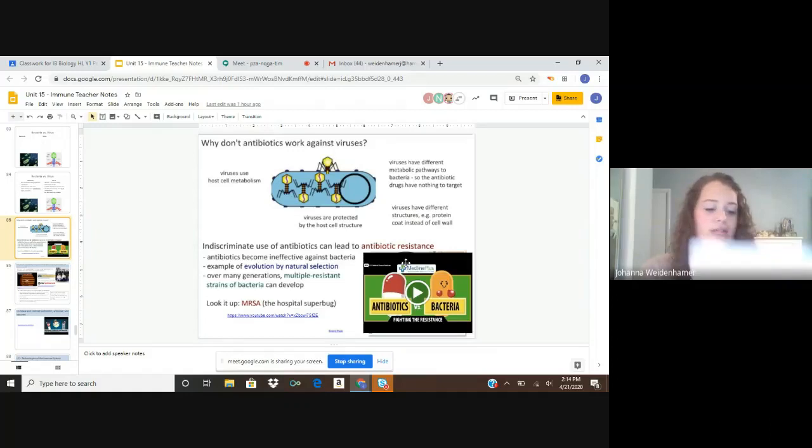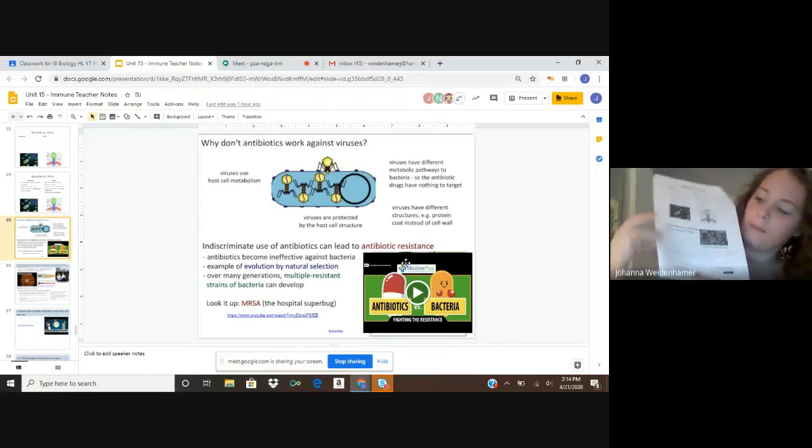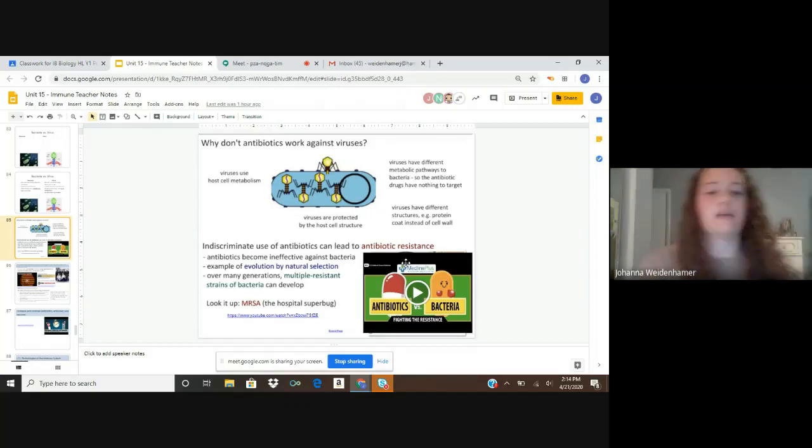I'm going to ask you to jot down some of the ideas that we're going to be talking about here on that same page where it says antibiotics are ineffective. But on the very bottom, I'm going to ask you to make your own section for antibiotic resistance. And so how exactly can bacteria become resistant to antibiotics?